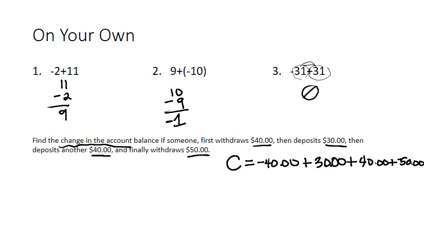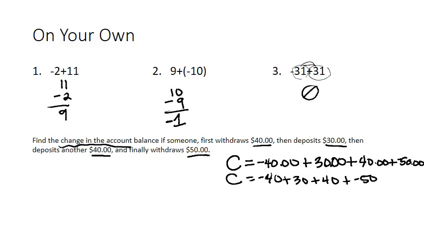Okay, so I wrote in all these extra zeros so you can see where they came from. But I see this is 0.00, 0.00, 0.00, 0.00. So I'm just going to get rid of those. So I'm going to say C is equal to negative 40 plus 30 plus 40 plus negative 50. Okay, that makes it just a little bit easier to see what's going on.